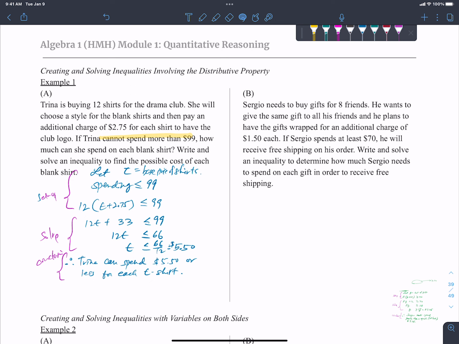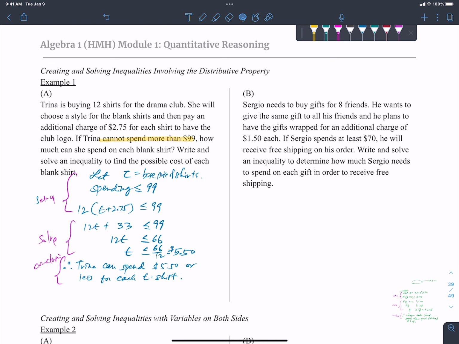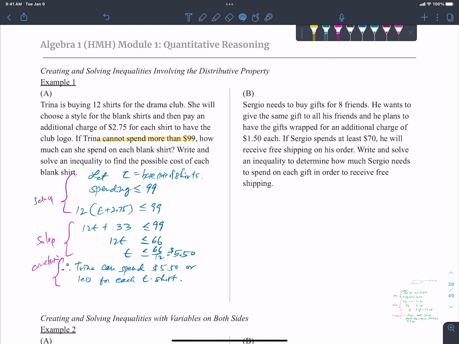Okay, so here the Trina cannot spend. The key word here is cannot spend more than $99. No more. Okay, cannot spend more than. So cannot. So it means that you could spend up to $99, right? So it means that spending has to be less than or equal to $99.